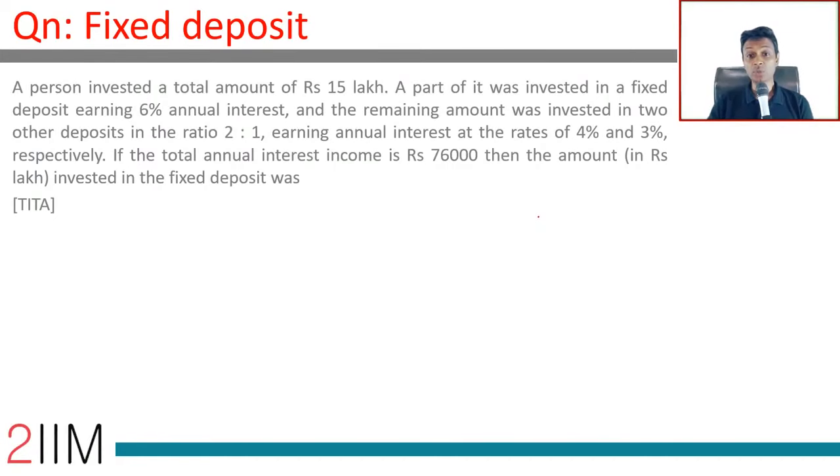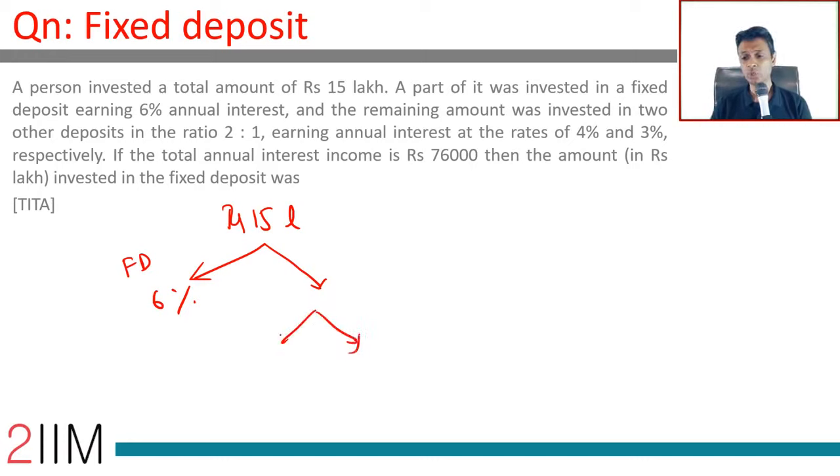A person invested a total amount of rupees 15 lakhs. A part of it was invested in a fixed deposit earning 6%. The remaining amount was invested in two other deposits in the ratio 2:1, earning annual interest at the rate of 4% and 3%. If the total annual interest income is 76,000, then the amount invested in fixed deposit was how many rupees lakhs?